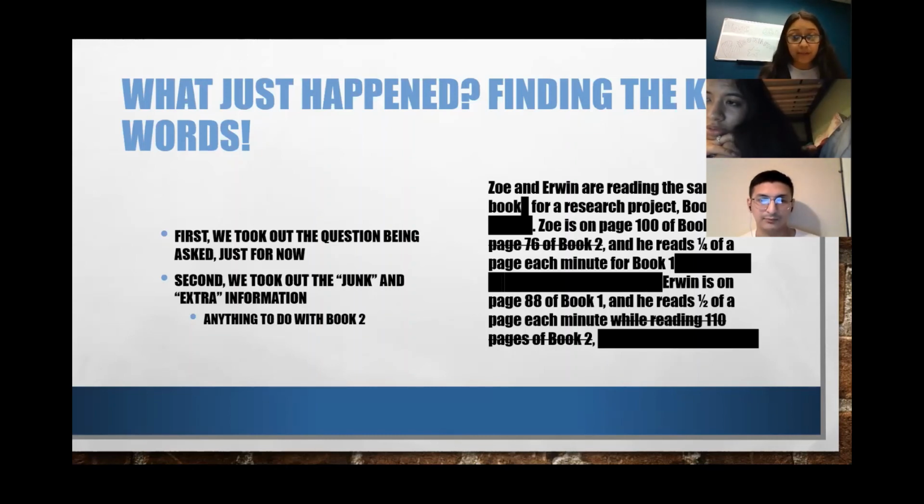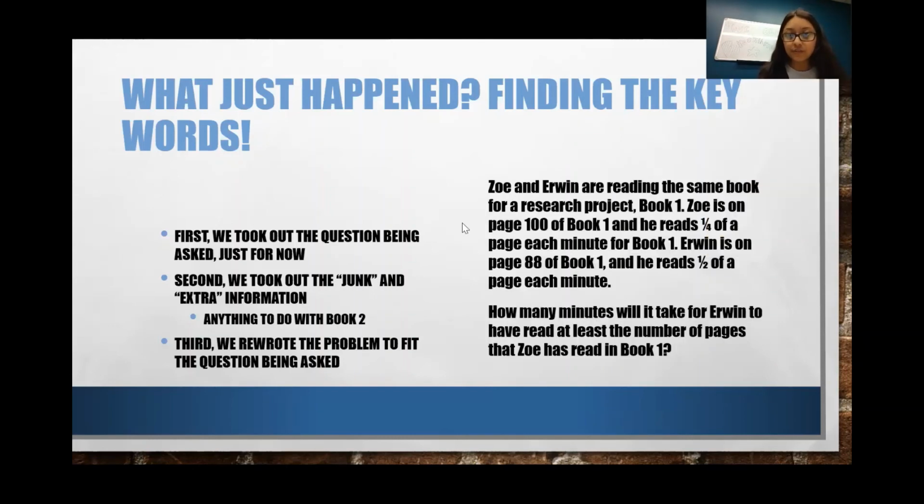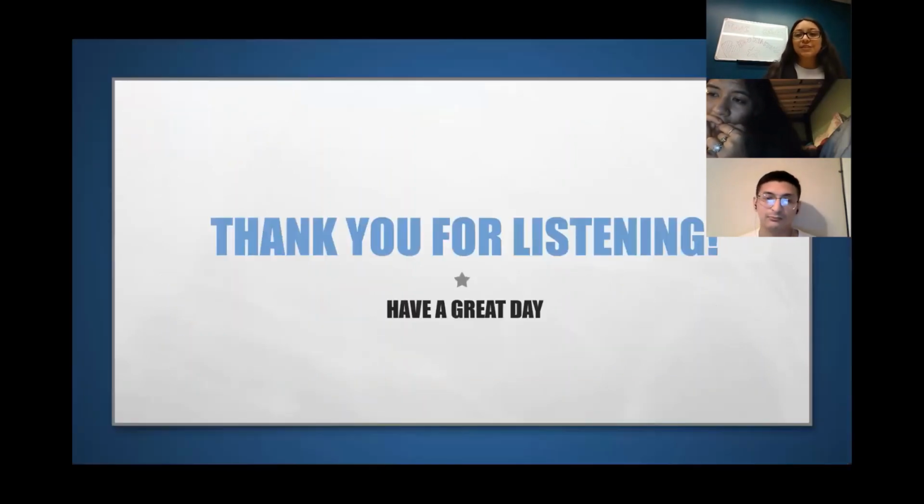So now we kept everything from book 1, so we can rewrite the problem to fit the question being asked. Now Zoe and Erwin are reading the same book for a research project, book 1. Zoe is on page 100, book 1, and he reads 1/4 of a page each minute. Erwin is on page 88, book 1, and he reads half a page per minute. How many minutes will it take for Erwin to have read at least the number of pages Zoe has read in book 1? Now that we have that, we can begin doing the actual problem, because we have the relevant information.